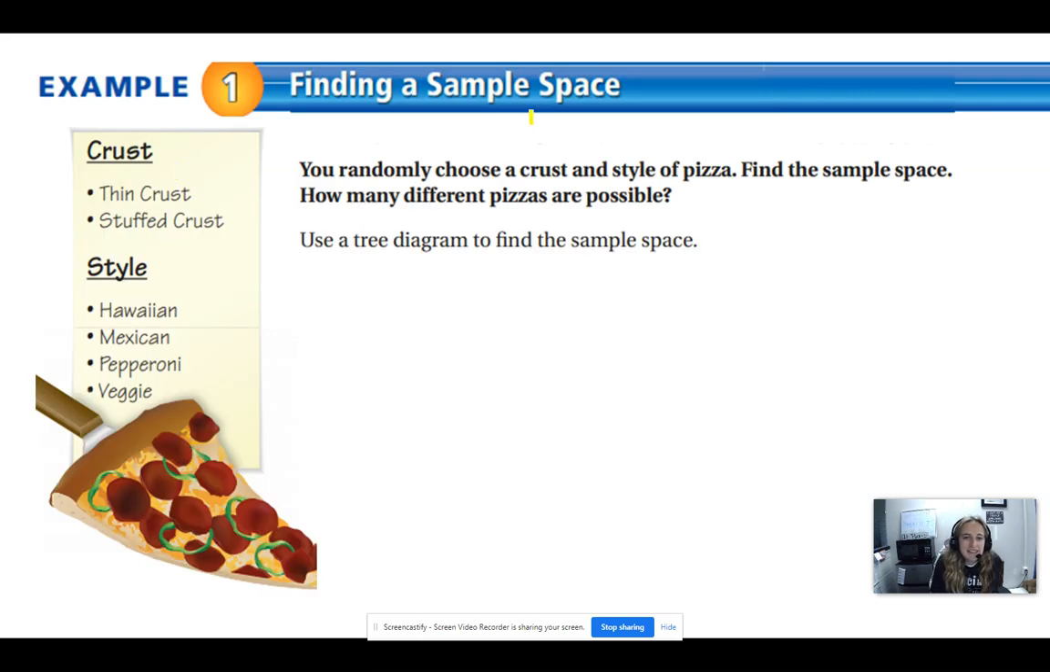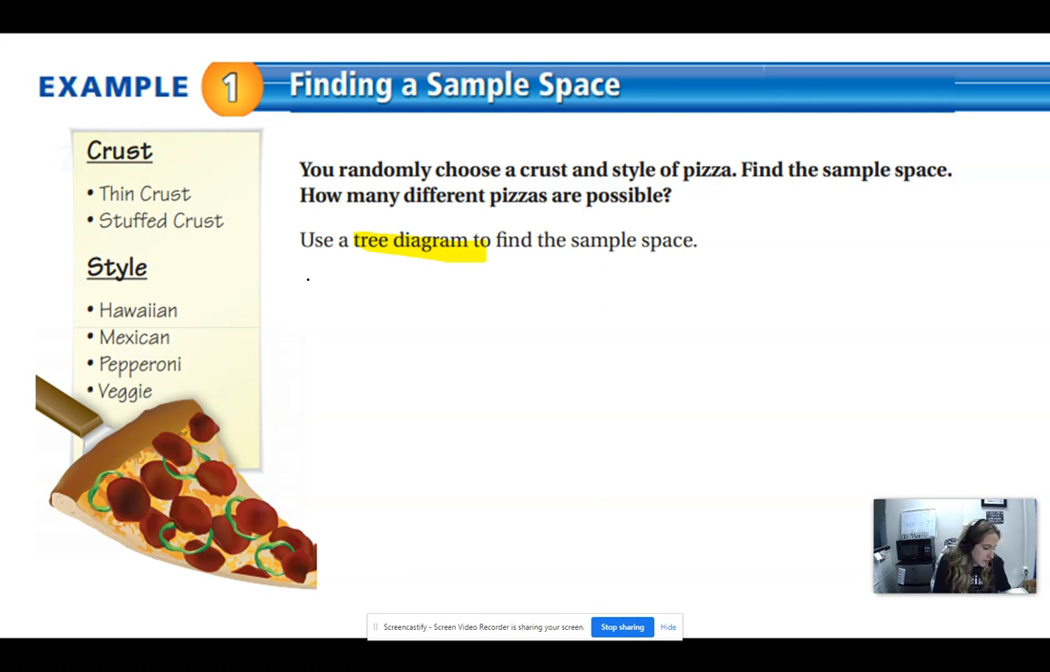Okay, so finding a sample space. This question asks: you randomly choose a crust and style of pizza. Find the sample space. How many different pizzas are possible? And it wants us to use a tree diagram. So I'm going to show you how to do this. Please follow along and write what I'm writing. If we want to find the whole sample space, it looks like we have two different crusts we could choose from.